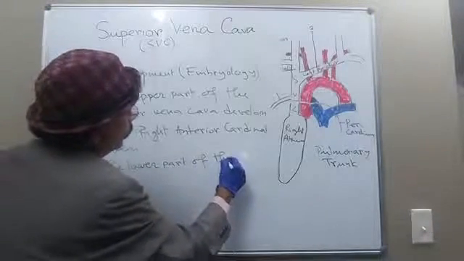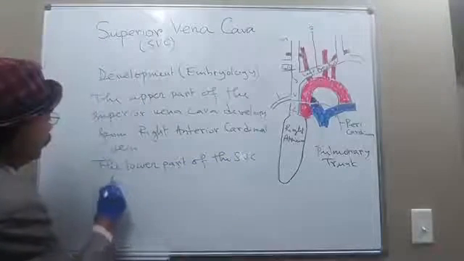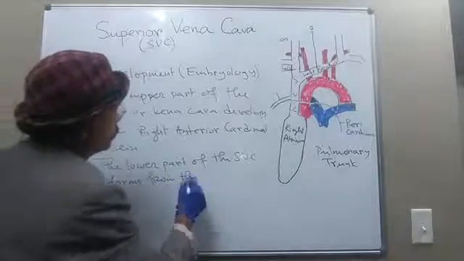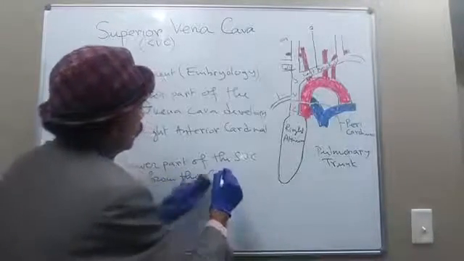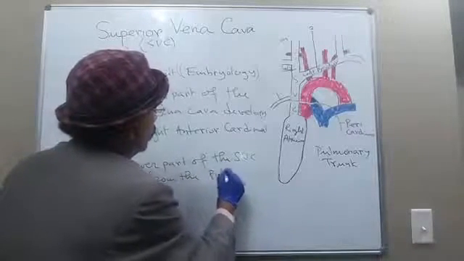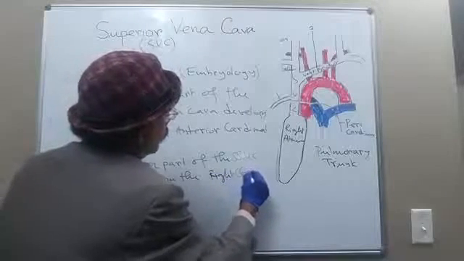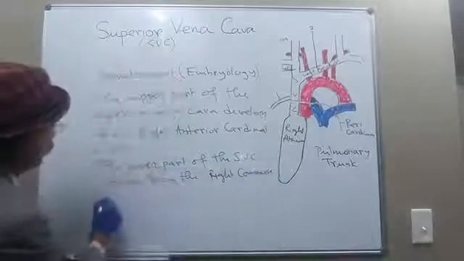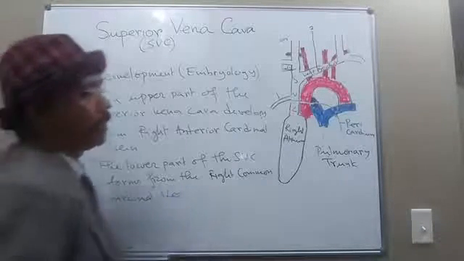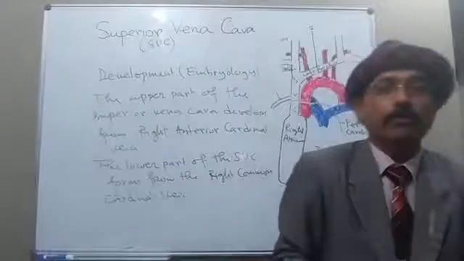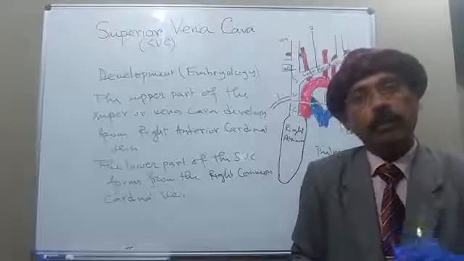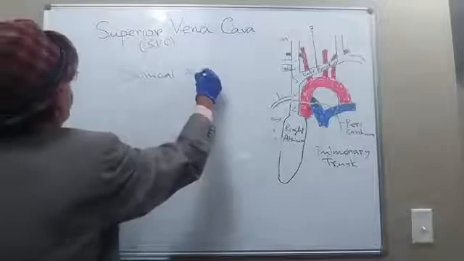Okay, the lower part, that part below the pericardium, of the SVC or superior vena cava forms from the right common cardinal vein. We got the development. Upper part from the right anterior cardinal vein, lower part from the right common cardinal vein.